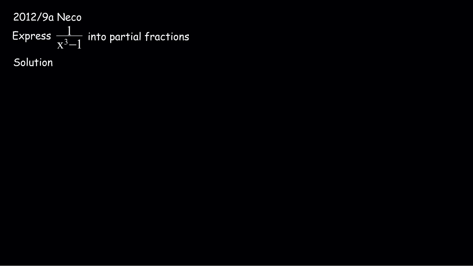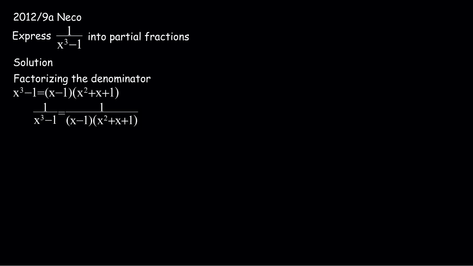It states that express 1 divided by s cubed minus 1 into partial fraction. Now the very first step is to factorize our denominator, and when we do that, factorizing s cubed minus 1, it will be equals to s minus 1 in bracket s squared plus s plus 1 in bracket. And as you can see, s squared plus s plus 1 cannot be factorized further. So 1 divided by s cubed minus 1 is equals to 1 divided by s minus 1 in bracket s squared plus s plus 1 in bracket.